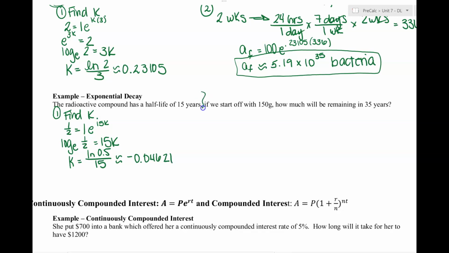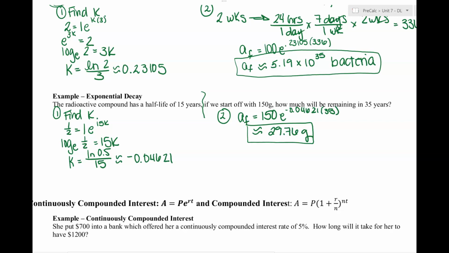Okay, so now we found k, we can figure out what it's asking. How much will be remaining in 35 years? So we're looking for a sub f. We started with 150 grams times e to the negative 0.04621 times, oh no, not 15, times 35, because it's 35 years. What's remaining in 35 years? If we were to work this out, you get approximately 29.76 grams. It doesn't say how to round out for the answer, so we'll just go to the hundredths.